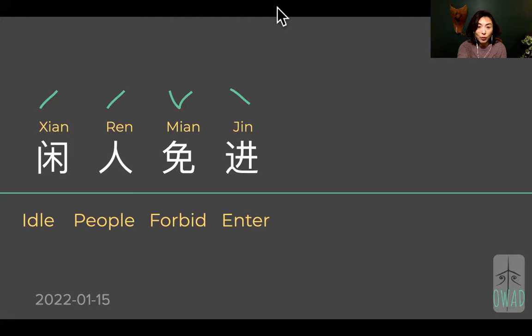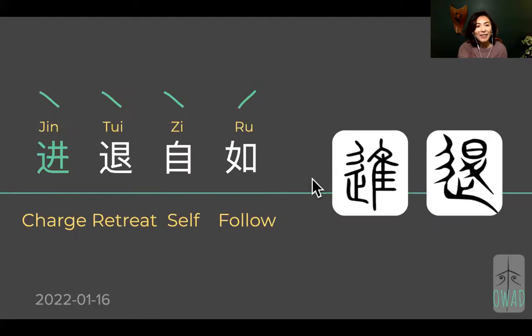So yesterday we came across this expression, 闲人免进. Basically, it means if you're an idle person, like in relevance to the business of here, you have nothing to do with here, you're forbidden to enter. So no trespass to unauthorized personnel. That's the long version. And then we are going to continue with the word 进.